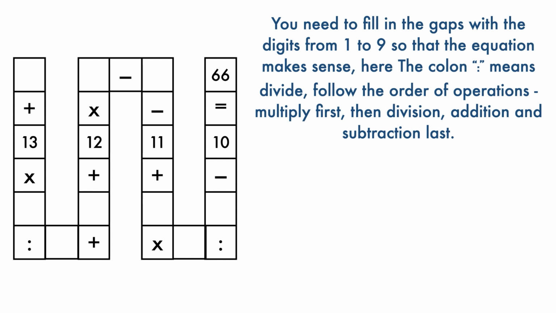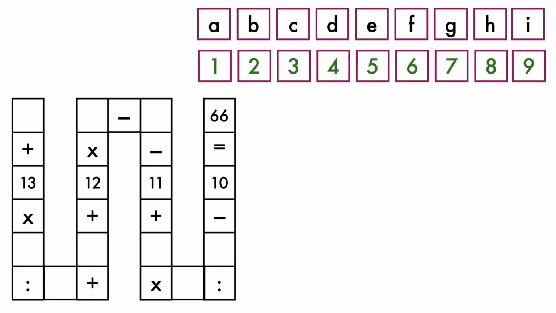The challenge was to fill in the above snake with the digits 1 to 9 using each digit only once. The colon means divide and you must follow the standard order of operations, meaning that multiplication and division come before addition and subtraction. So the best way to solve this problem is through forming an equation. Rewrite the snake as an equation.